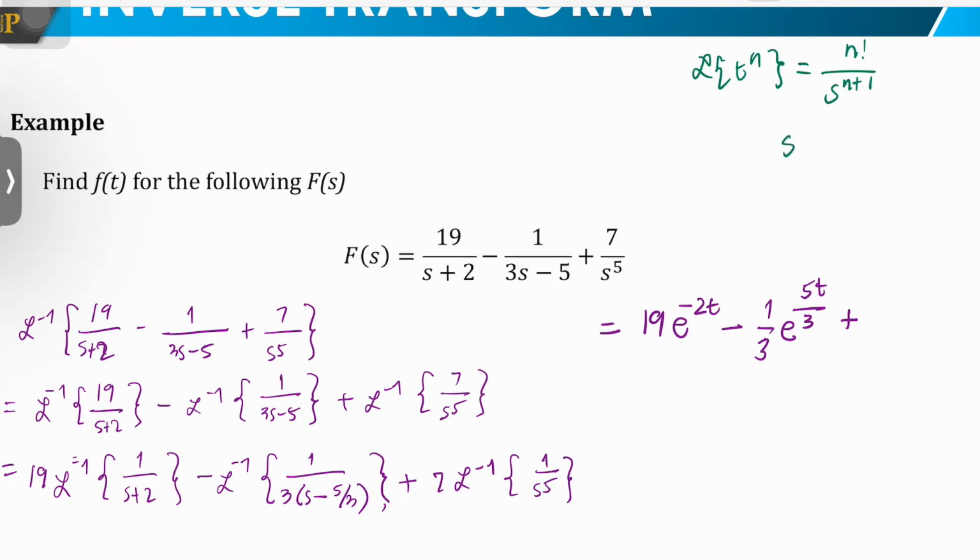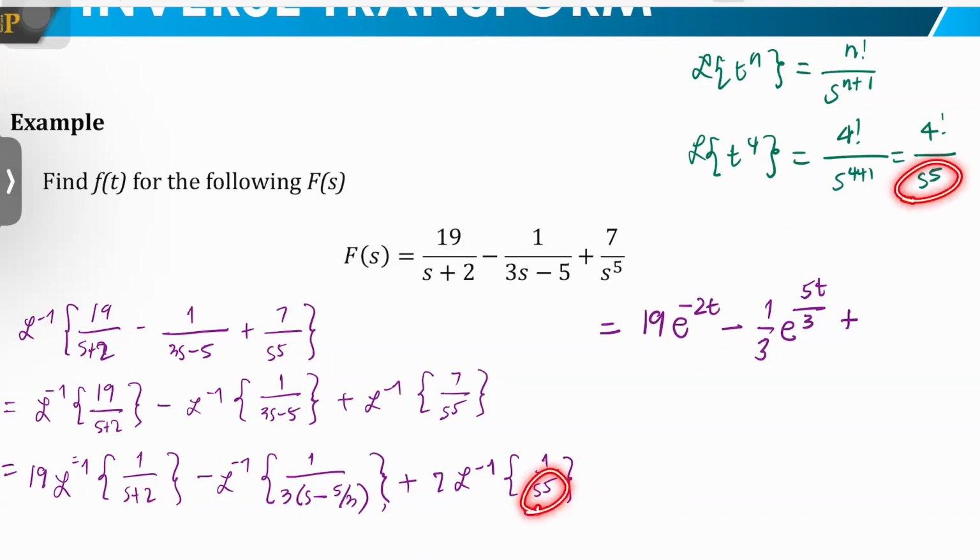we can conclude that it is t to the 4th, because s to the 4th plus 1. Okay? 4 factorial over s to the 5th. So s to the 5th is correct. However, your numerator is incorrect. Instead of 4 factorial, it is just 1.